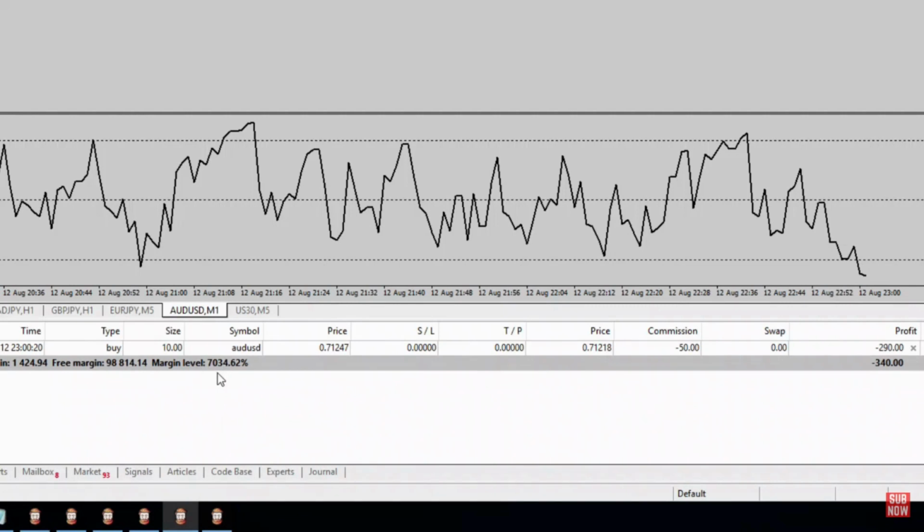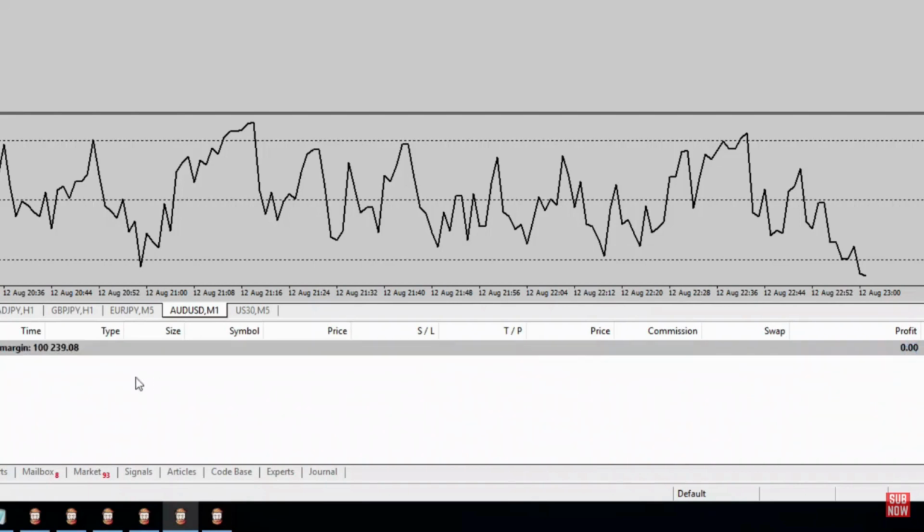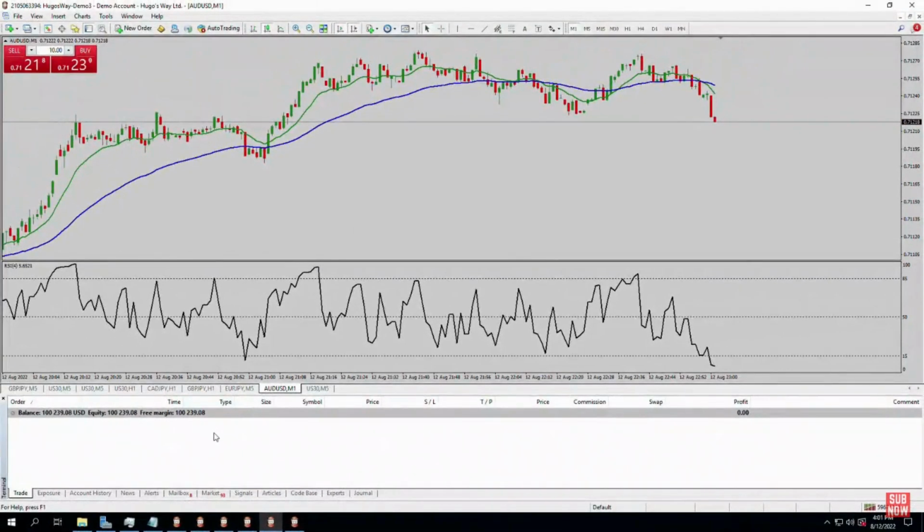I still have 7,000 margin level percent by bidding $100 per pip. So I'm currently in the negative about $340. Let's close this. And that's something we're going to pay attention to. You can't really describe it a whole lot until you actually see it and get a feel for it. That's part of the gamification of this entire process.